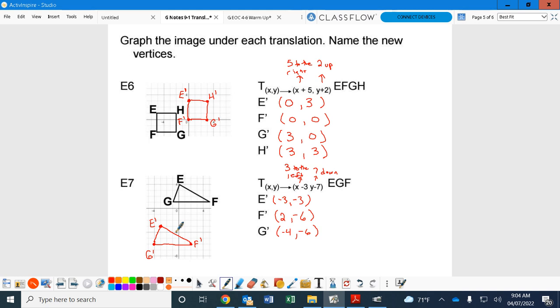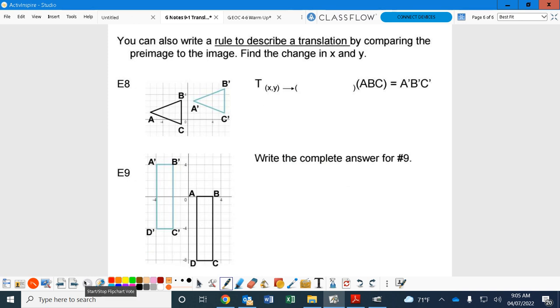Okay? Then all we have to do is, the other one is actually less work. Let's show you this other one. Oh, wait, anybody still writing? No? Okay, here we go. Last ones, guys. This is you writing your own translation. It's called writing the rule to describe it.